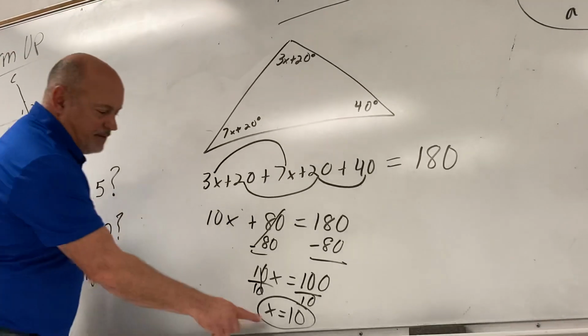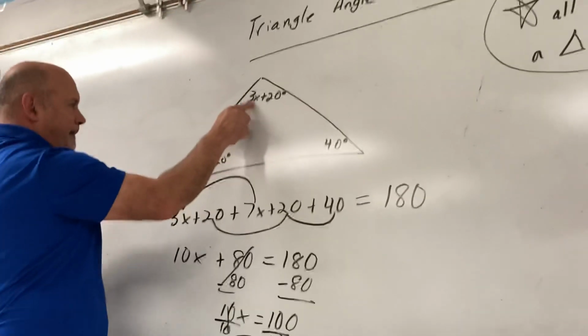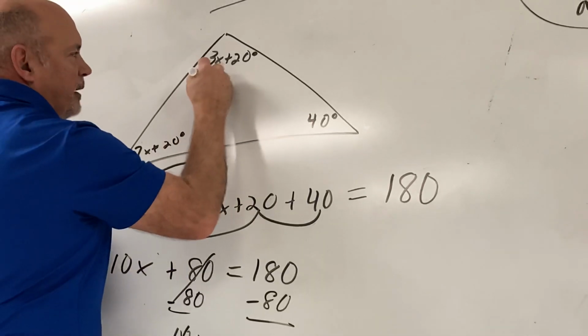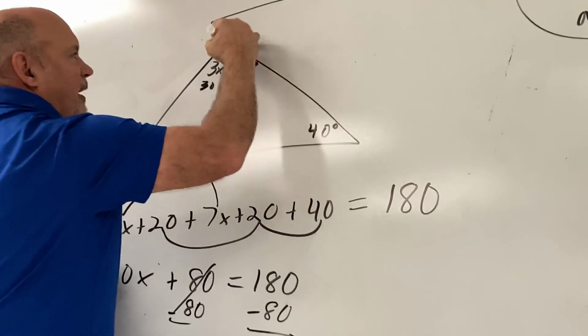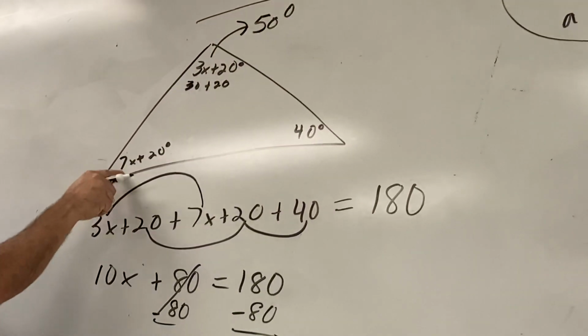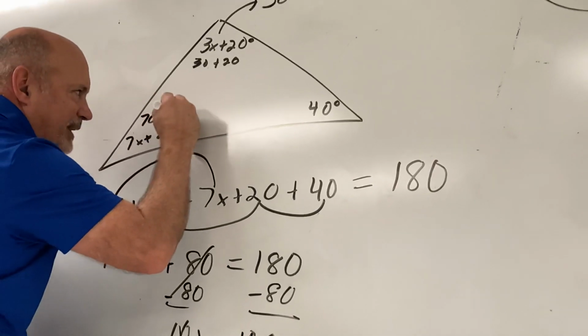All right, so let's find this answer up here. What do we do with the x? Plug in 10. What's 3 times 10? 30. 30 plus 20? 50. This angle up here is 50 degrees. Let's plug in 10 here. What's 7 times 10? 70. What's 70 plus 20? 90.